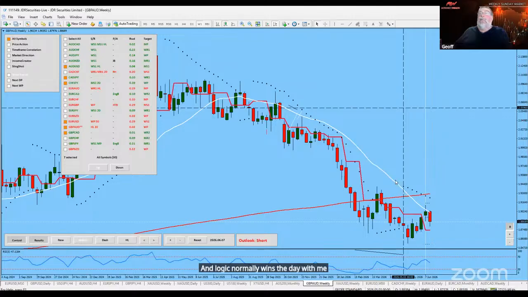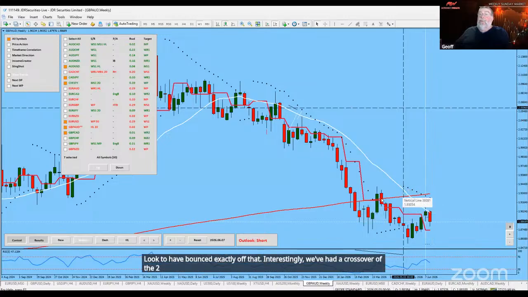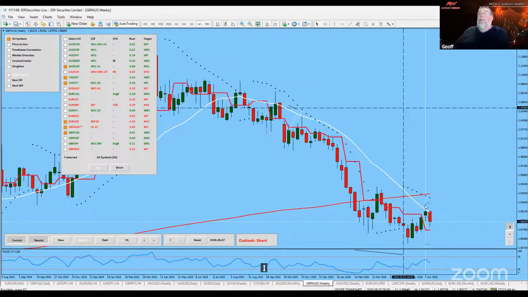So pound versus the Aussie looks to have bounced exactly off that. Interestingly, we've had a crossover of the 21 and the 200 moving average, which is the red line here. I like this in terms of that bounce, that crossover. The only thing we haven't seen at this point in time is what the trend line is doing here. So let's have a look at that. We're back underneath it. So I'm happy with that. That makes sense to me.